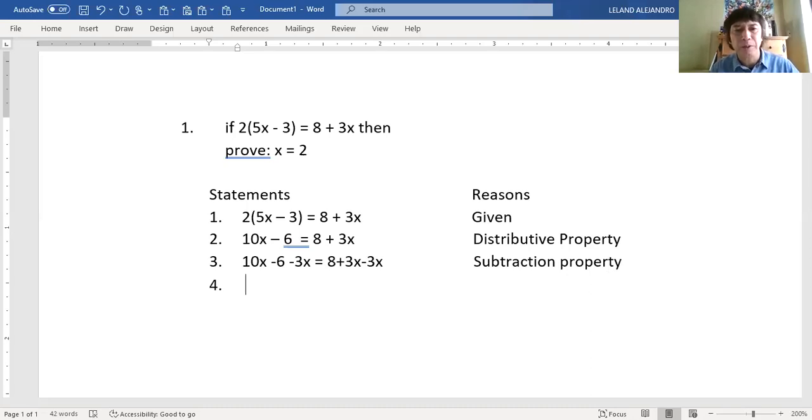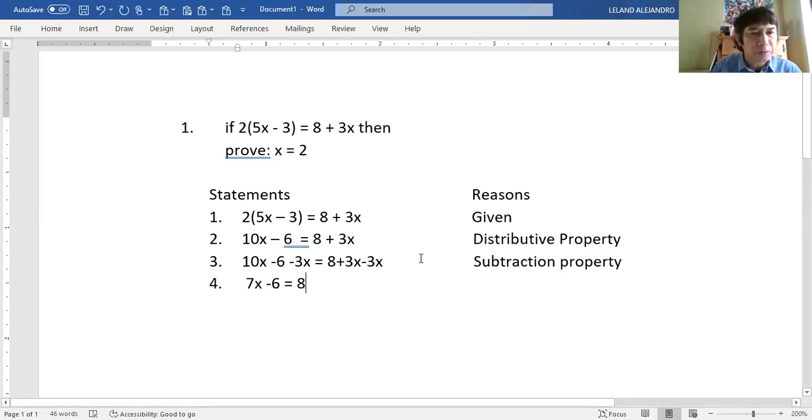There. Next, we have 10x minus 3x. That should be combining like terms, which will give us 7x. Minus 6 is still there. And the right side, it will just be 8. Because this 3x gives a 0. Now, you can call this just combining like terms or simply simplification.